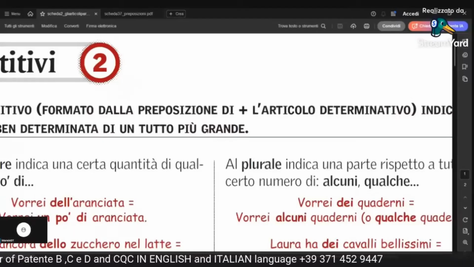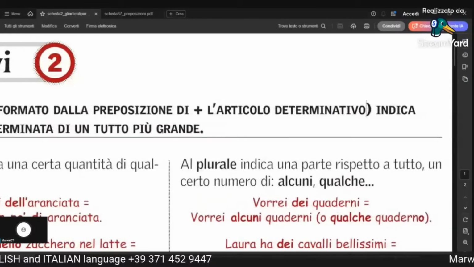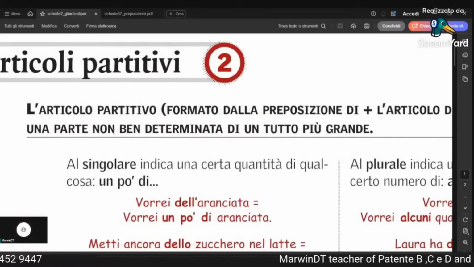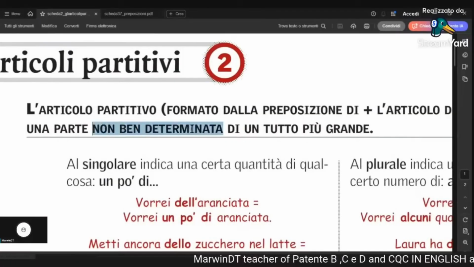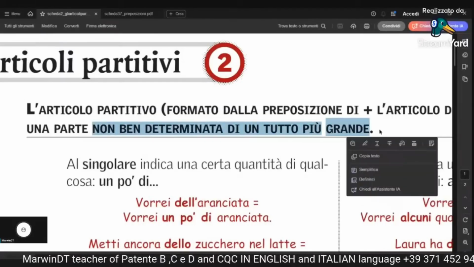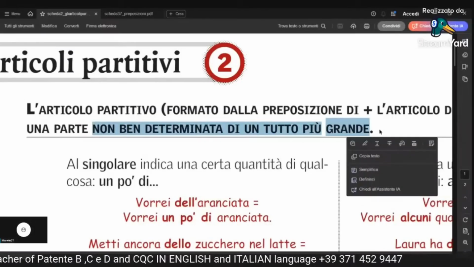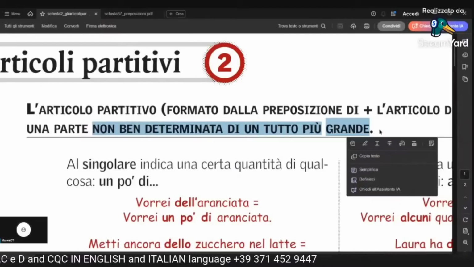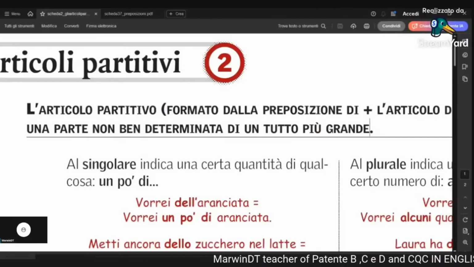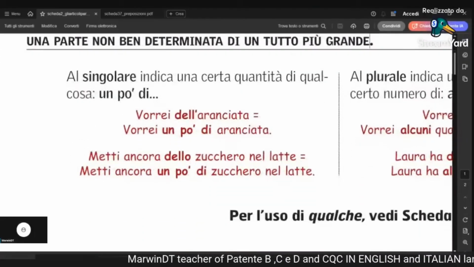Okay? Then it says, indica una parte non ben determinata di un tutto più grande, meaning it is used to indicate a quantity that is not well defined in capacity. Okay, let's see what they are trying to say.